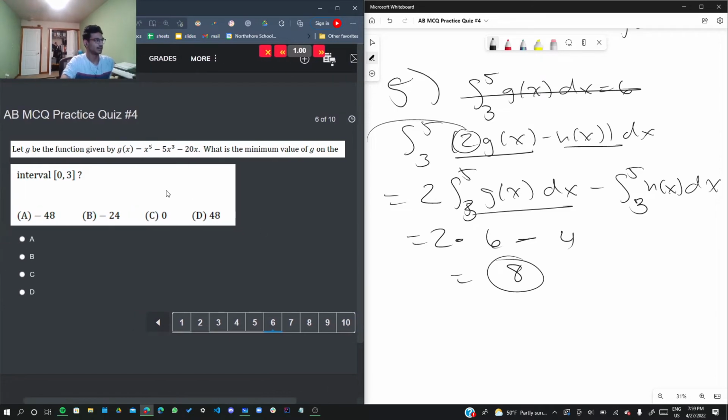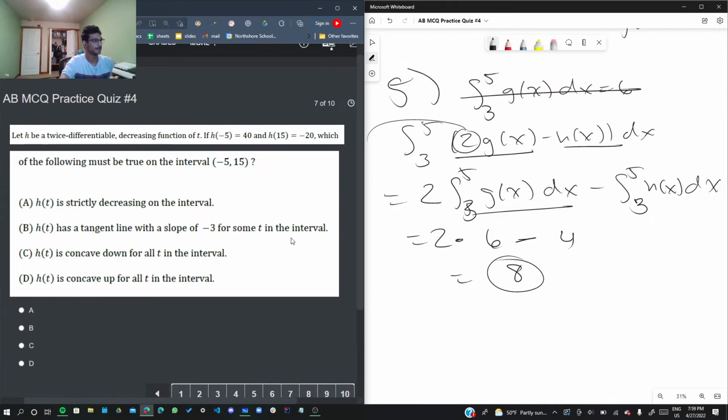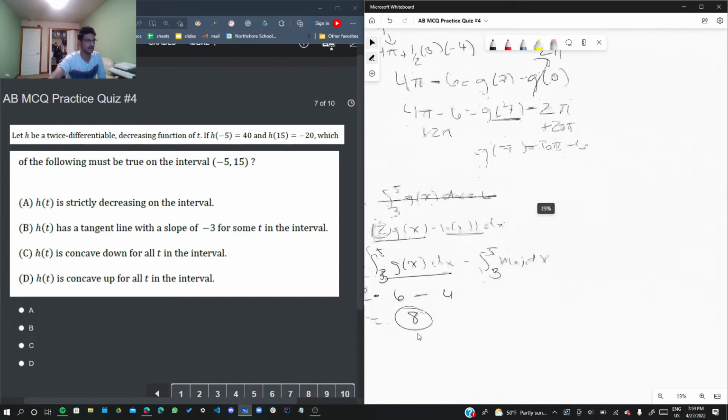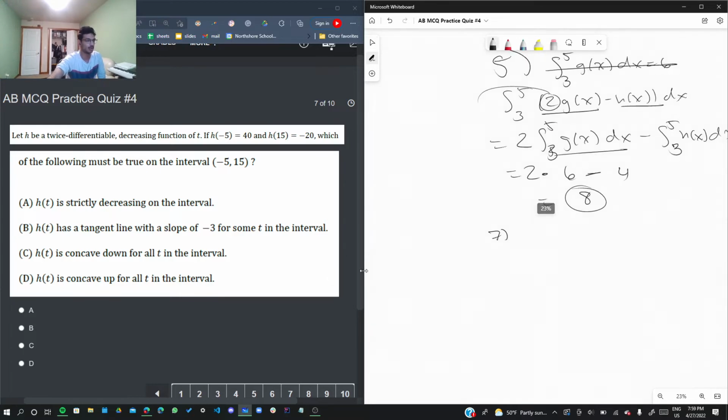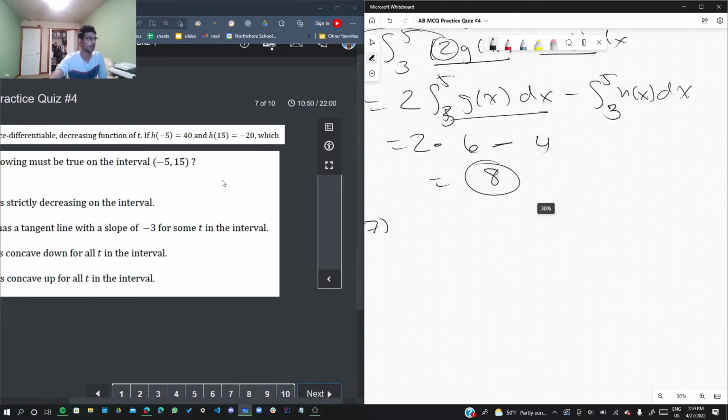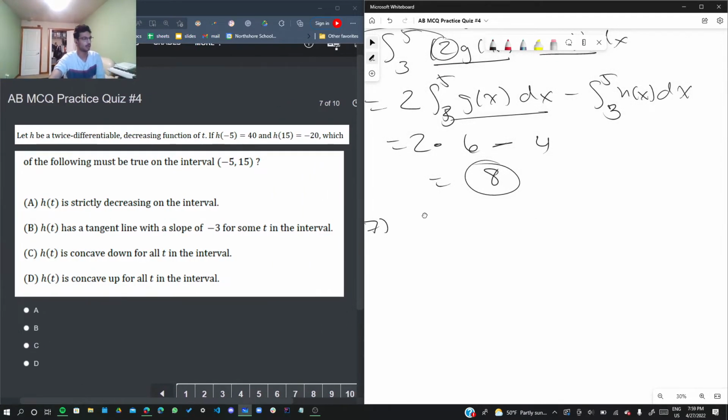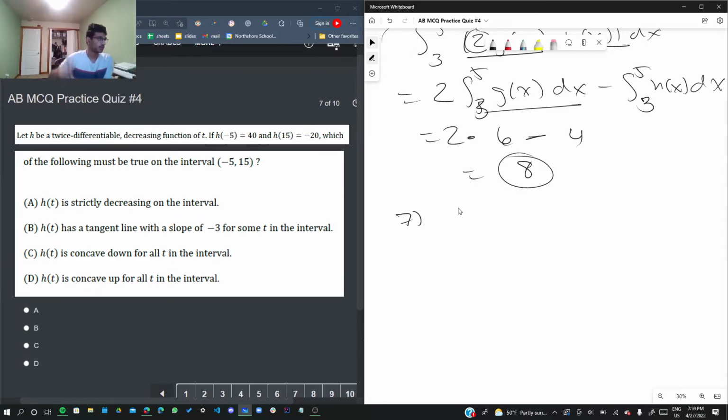I don't like finding minimum value, so I'm just going to skip and move on. 7. Okay, let h be a twice differentiable function. Okay, how are we doing on time? Okay. Twice differentiable function, we have h of negative 5 equals 40, and then h of 15 equals negative 20.